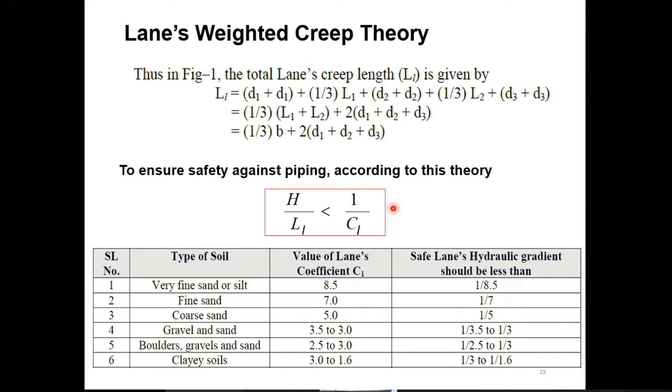Sir, we can provide more vertical cutoffs, more vertical sections. Yes, so we have to increase the total creep length. And how can we increase the total creep length? Not by increasing the horizontal surfaces, but by increasing the vertical lengths of the sheet piles. Maybe introduce more sheet piles, or the length of the sheet pile should be deeper. So this is the main difference between Bligh's theory and Lane's theory concepts of the creep theory.